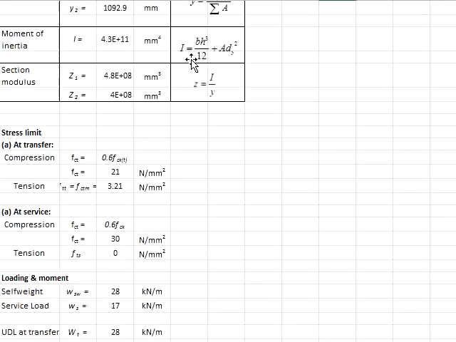Next, you calculate the stress limits. The stress limit for compression is 0.6 of the concrete strength. As for the tension, during the transfer, flexural crack is allowed, therefore fctm is used. But at the service stage, flexural crack is not allowed, so the limit for the tension will be equal to 0. At the transfer stage, the concrete strength is lower. Therefore, a lower concrete strength is obtained. Then the compressive limit will be equal to 21. While at the service limit, the concrete strength increases. This goes for the limits of the compressive stress.